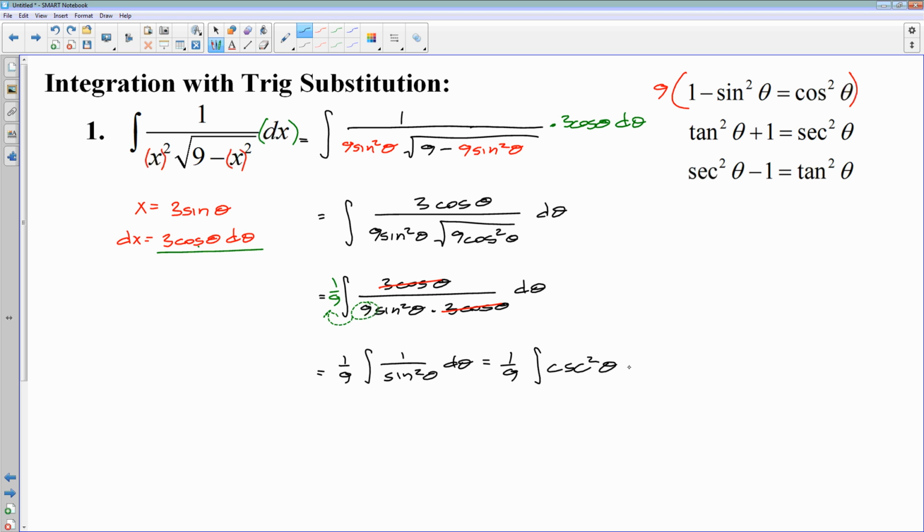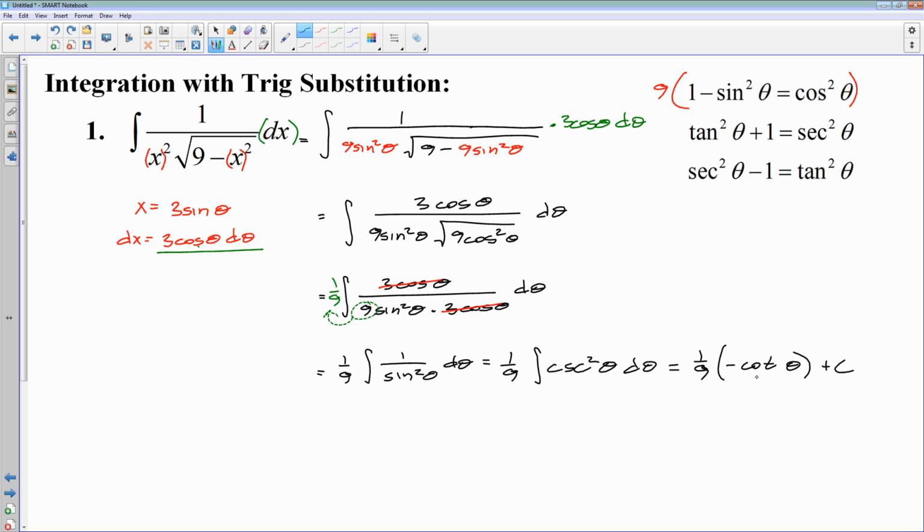And at that point, this thing should look very familiar, because cosecant squared is almost the derivative of cotangent. We're just missing a negative. So this antiderivative is going to be 1/9, and then the antiderivative of cosecant squared is negative cotangent theta plus a c. So there is how trig substitution cleans up an integral into something that hopefully can be done with relative ease.